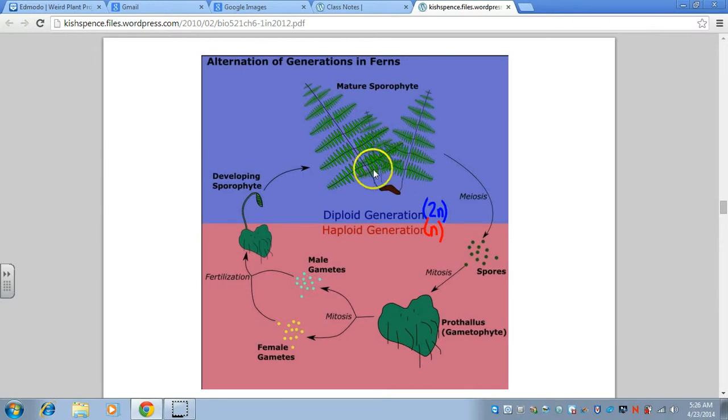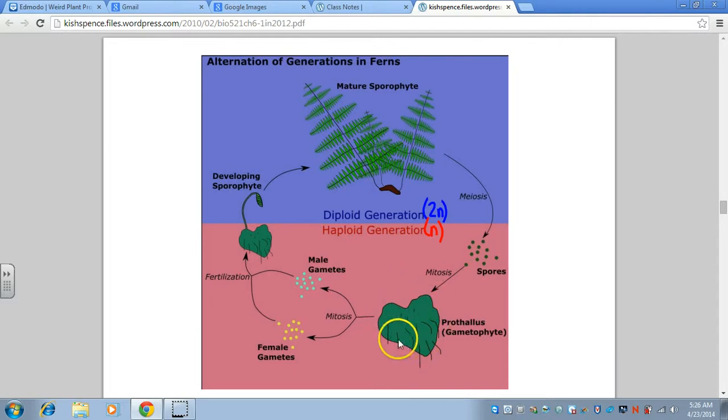So here's the fern that we see. It's a sporophyte, so it is diploid. Part of it is going to undergo what we call meiosis to form haploid spores. The spores are in the pink area, showing what things are haploid. The haploid spores will land on the ground, and they will produce a gametophyte.